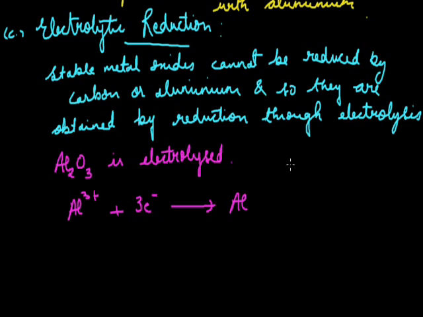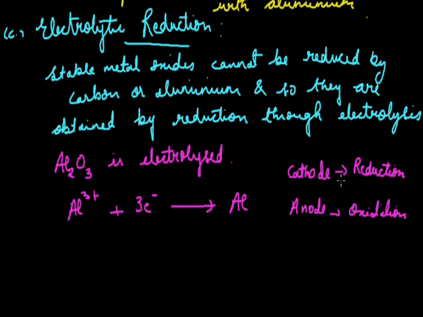So for electrolysis, just to understand, there are two types of electrodes in it, cathode and anode. Now at the cathode there is reduction and at the anode there is oxidation. The cathode is the negative terminal, or we can say it is the negative electrode, and the anode is said to be the positive electrode.